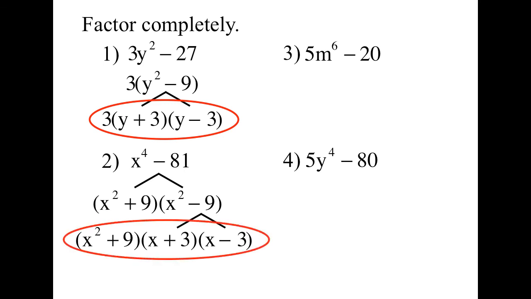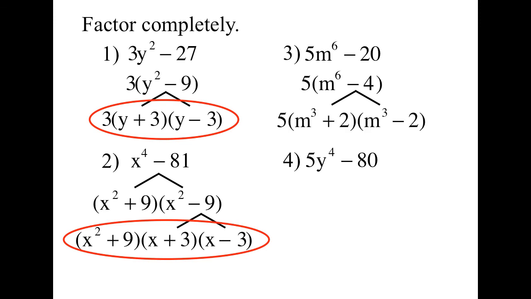Number 3, divide out our GCF, and I'm going to divide by 5, and I'm left with m to the 6th minus 4. M to the 6th breaks down to m to the 3rd plus 2 times the quantity of m to the 3rd minus 2. Now, this is not a perfect square, this difference of squares. The m to the 3rd, there's no number times itself that I'd get m to the 3rd. So that's as far as we can go.